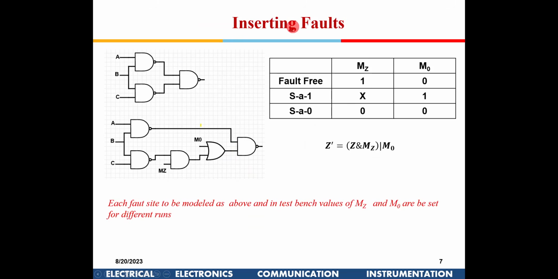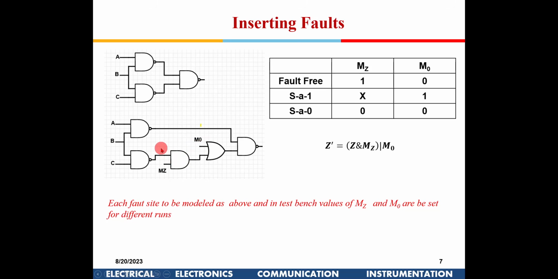So this is how we insert a fault. This is a particular fault site. Instead of changing the block, I insert an OR gate and an AND gate. So I have M0 and MZ as control pins. If I give MZ as 1 and M0 as 0, that means this becomes transparent.